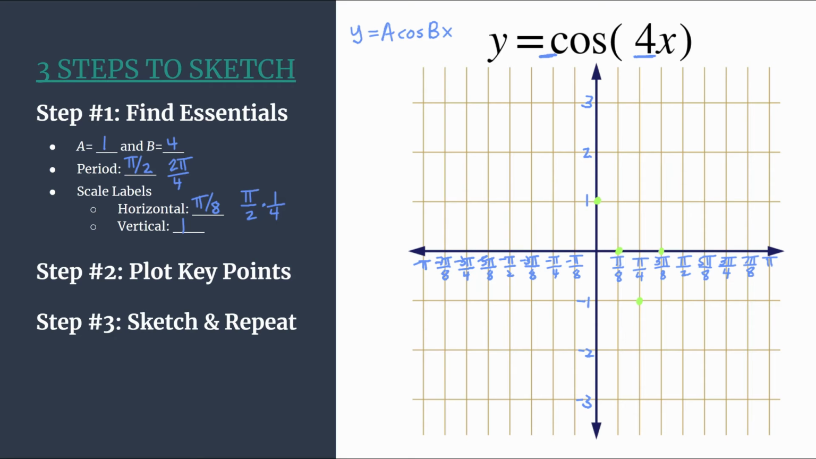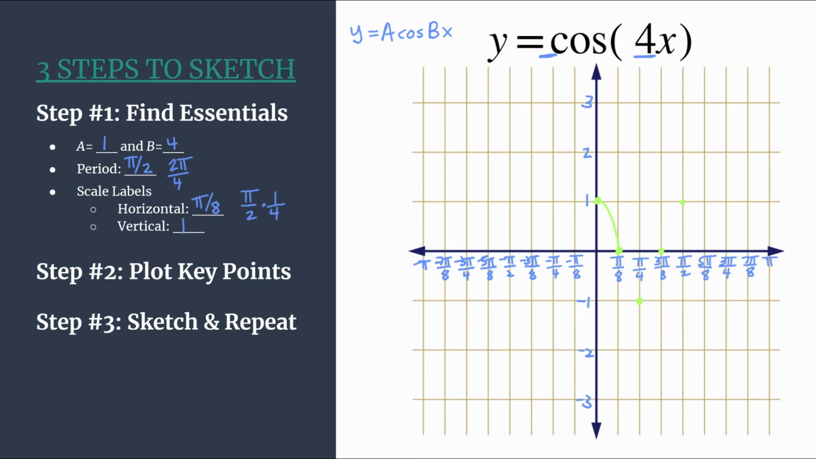And I like to go ahead and at pi over 2 plot another maximum point, and that'll just help as we sketch in the next step. All right, so that's our pattern. That's really all there is to step 2. So just knowing that cosine that's not reflected goes maximum, x-intercept, minimum, x-intercept. And now we can do step 3.